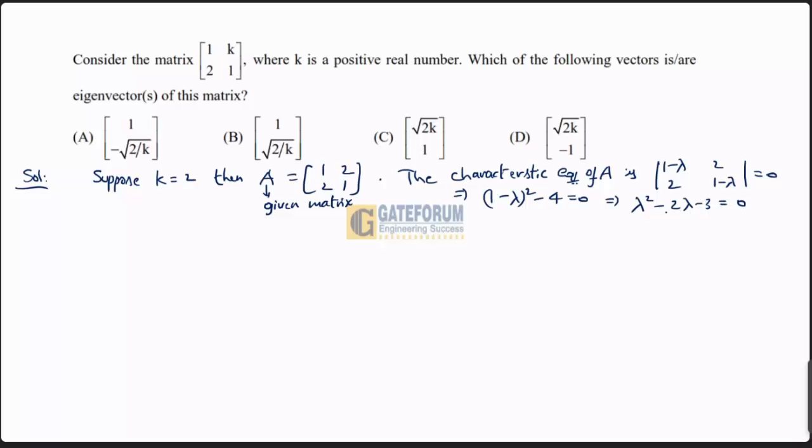So minus 3 can be written as minus 3 into 1, and minus 3 plus 1 is minus 2, which is exactly factorizable. Lambda minus 3 into lambda plus 1 equal to 0, which implies lambda is equal to minus 1, 3. These are the eigenvalues of the given matrix A.